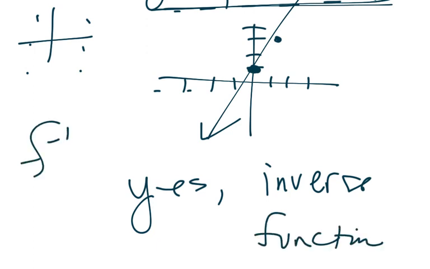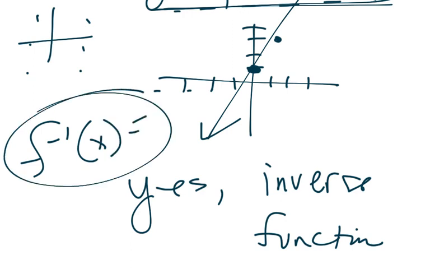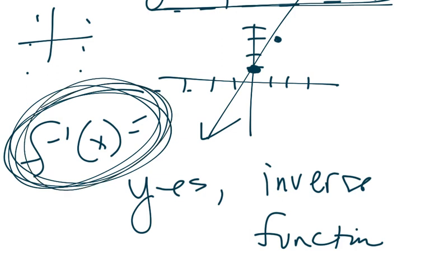Also, this right here, f to the negative 1 of x, that's what we use to say inverse. That means the inverse of f of x. All right? Good luck.